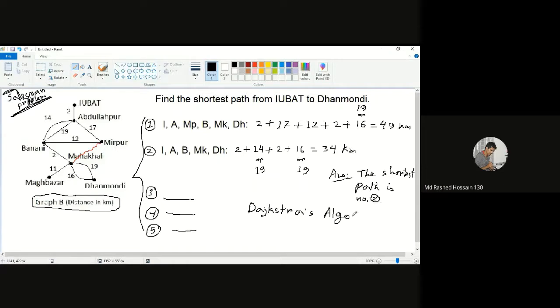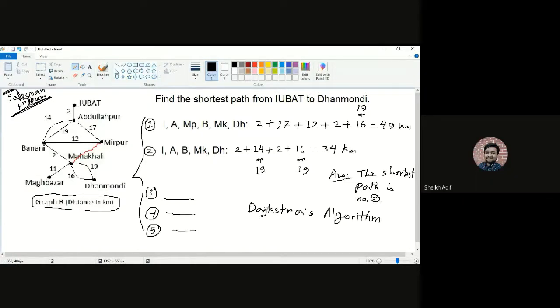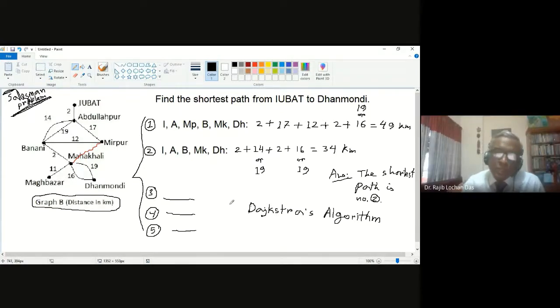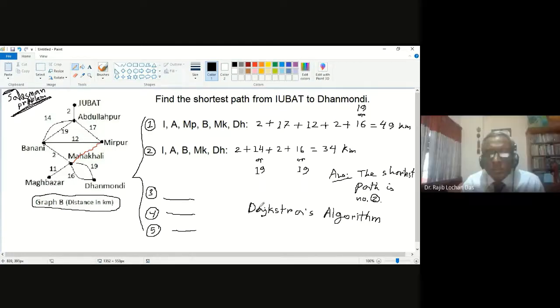Sir, is this about a networking algorithm? Yes, Dijkstra's algorithm. Maybe the spelling is D-I-J-K. Yes, sir. This is also common in computer science, Dijkstra, and this algorithm is also related to this shortest path problem. Okay. So that is all.